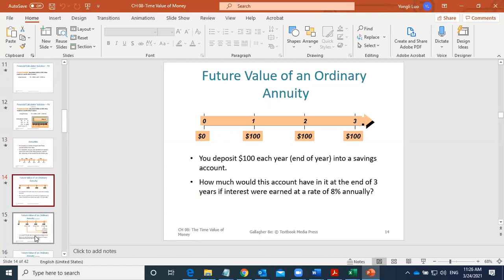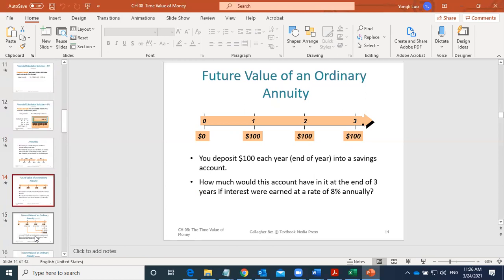For example, in year 1, you deposit $100 at the end of the year, right? At the end of each year. So that is an ordinary annuity. In an ordinary annuity, the payment occurs at the end of each time period.